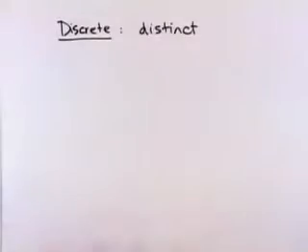The word discrete basically means distinct objects. And the reason why we need to talk about distinct objects in computer science is basically any problem that we're going to solve, we need to talk about stuff.